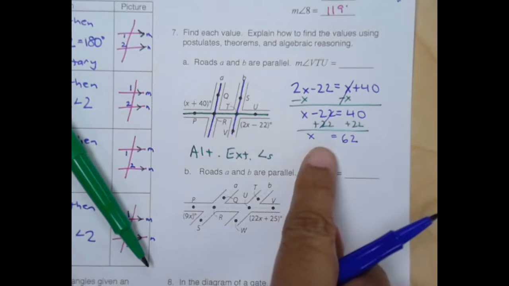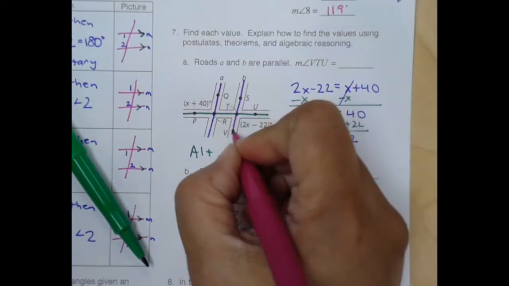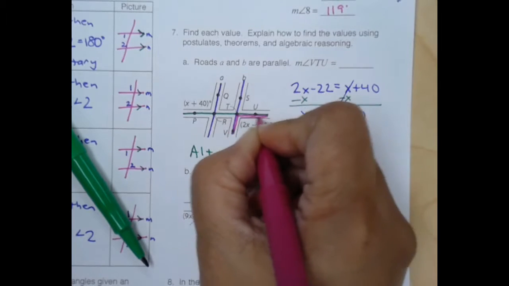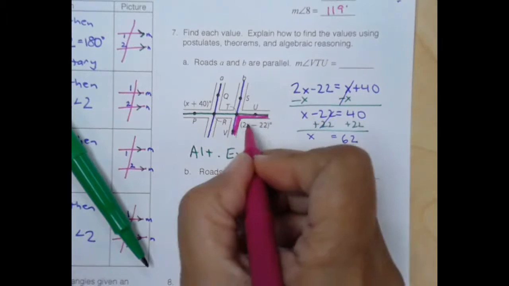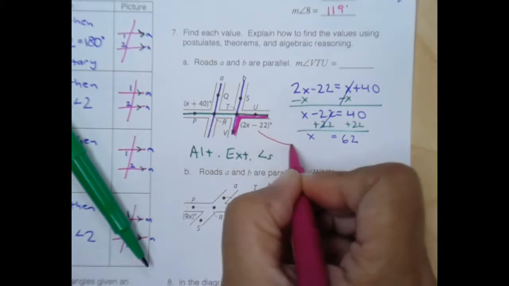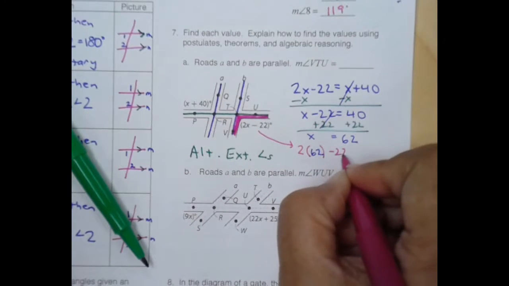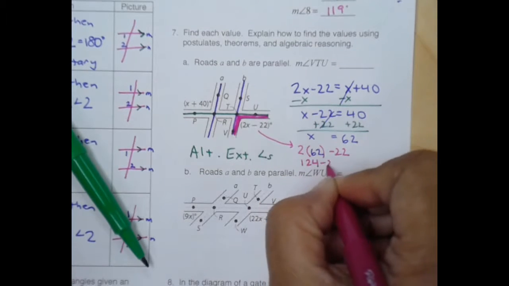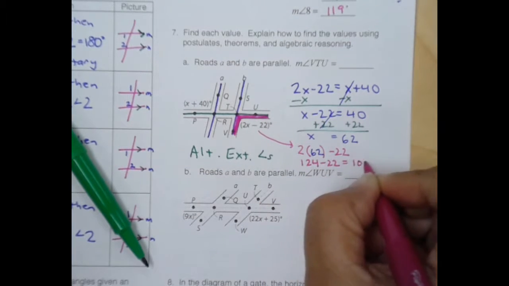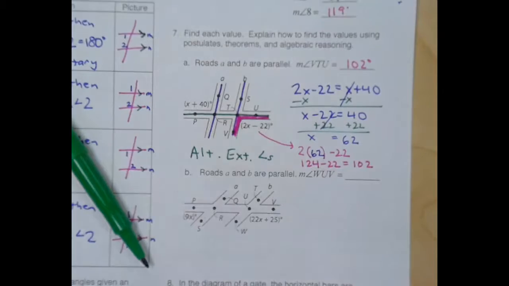Now, it's not asking us to solve for x, it's asking us to solve for what the measurement of angle VTU is. So VTU is this angle right here. This is the one that I want. So since this is my angle that I want, I'm going to plug 62 into this right here so I can solve. So I'm going to move that here. 2 times, and we found x to be 62, so I'm plugging in the 62 for that x, minus 22. Okay? 2 times 62 is 124, and minus 22 gets us 102. So this is going to be 102 degrees.